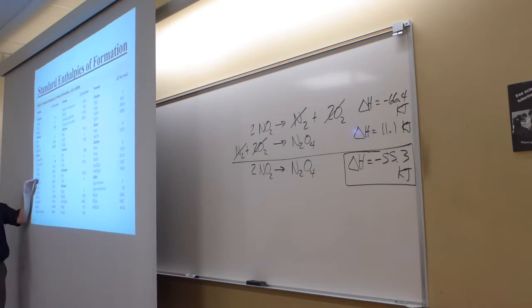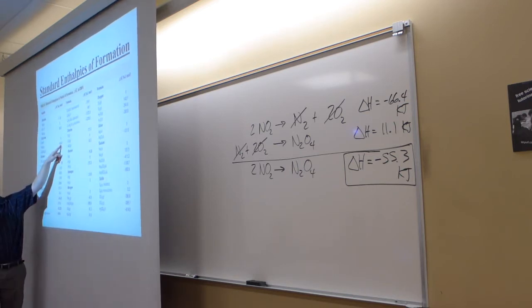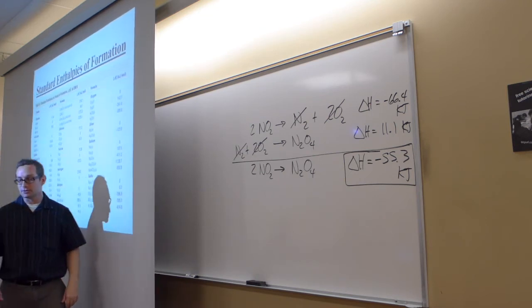All of these other compounds are formed from their elements. So if I wanted to write a reaction for the formation of calcium oxide, solid, it's negative 634.9. How would I write a formation reaction for that?